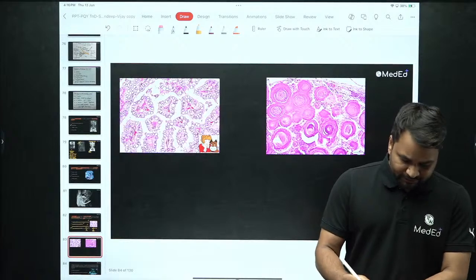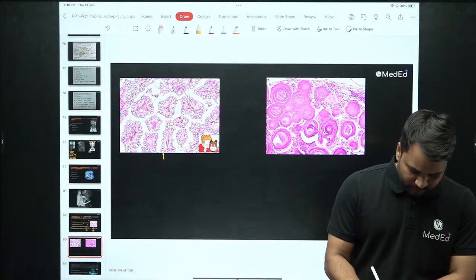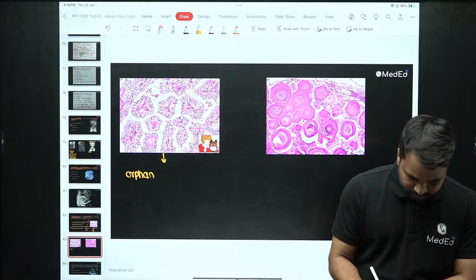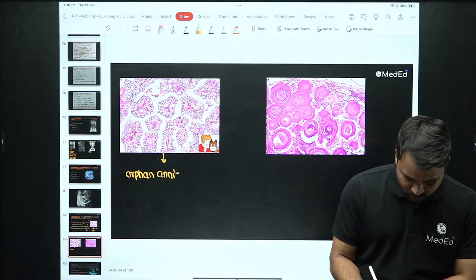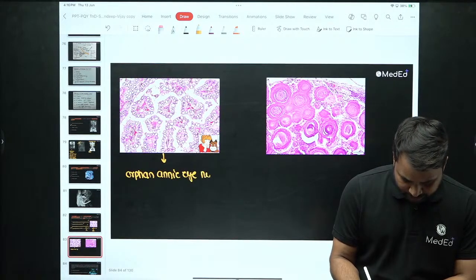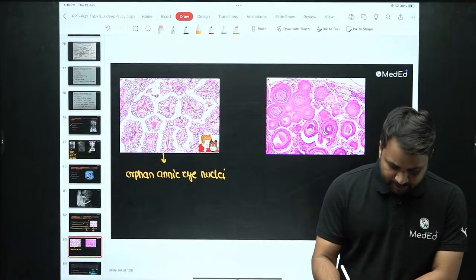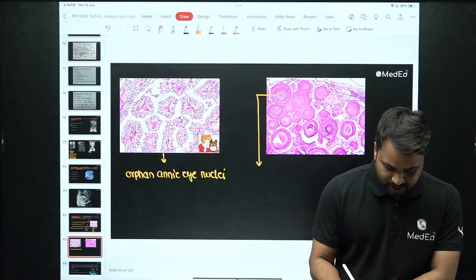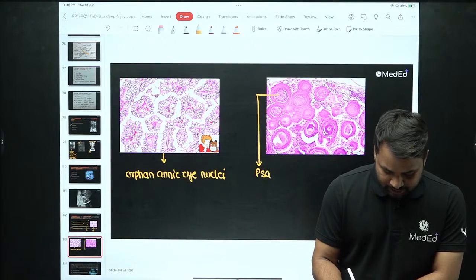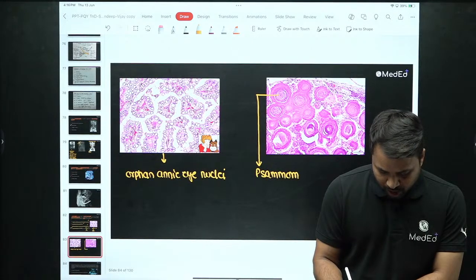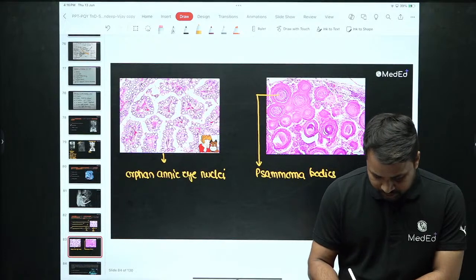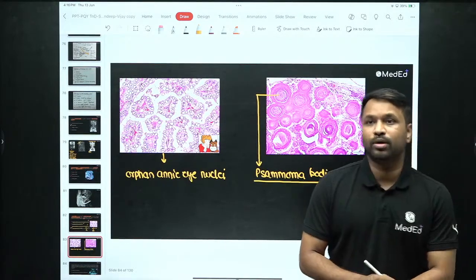Achha, can you identify this? I have given you the image of the Orphan Annie nuclei. This is the Orphan Annie nuclei, absolutely correct. Can anybody tell me what are these concentric circles, these onion peel concentric circles? These are nothing but your psammoma bodies.